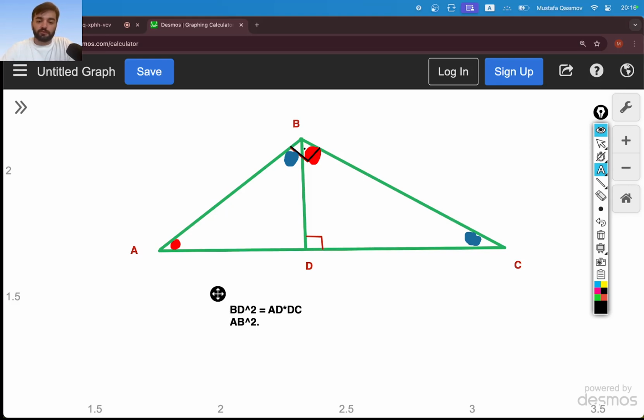AB square is equal to AD multiplied by AC. And BC square is equal to CD multiplied by CA. And another important formula is, if we find this area, it is AB multiplied by BC over 2. So we can write a formula like that. AB multiplied by BC is equal to, and also the area is equal to BD multiplied by AC over 2. So it will be like that.